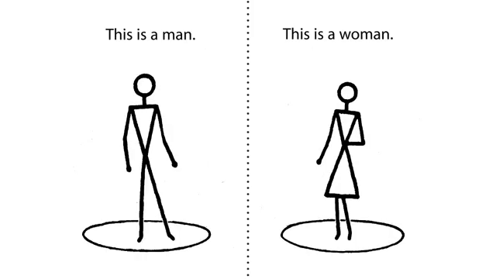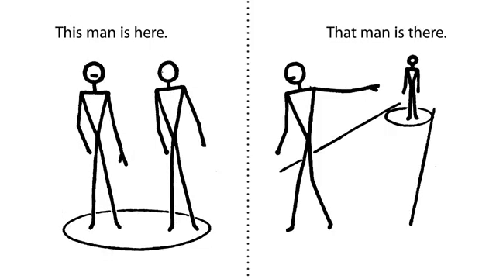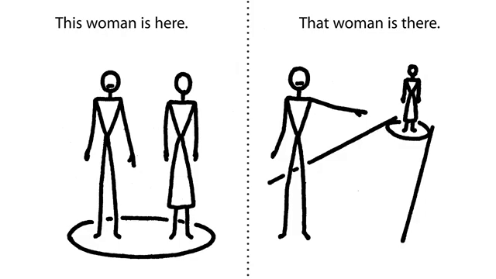This is a man. This is a woman. That is a man. That is a woman. This man is here. That man is there. This woman is here. That woman is there.